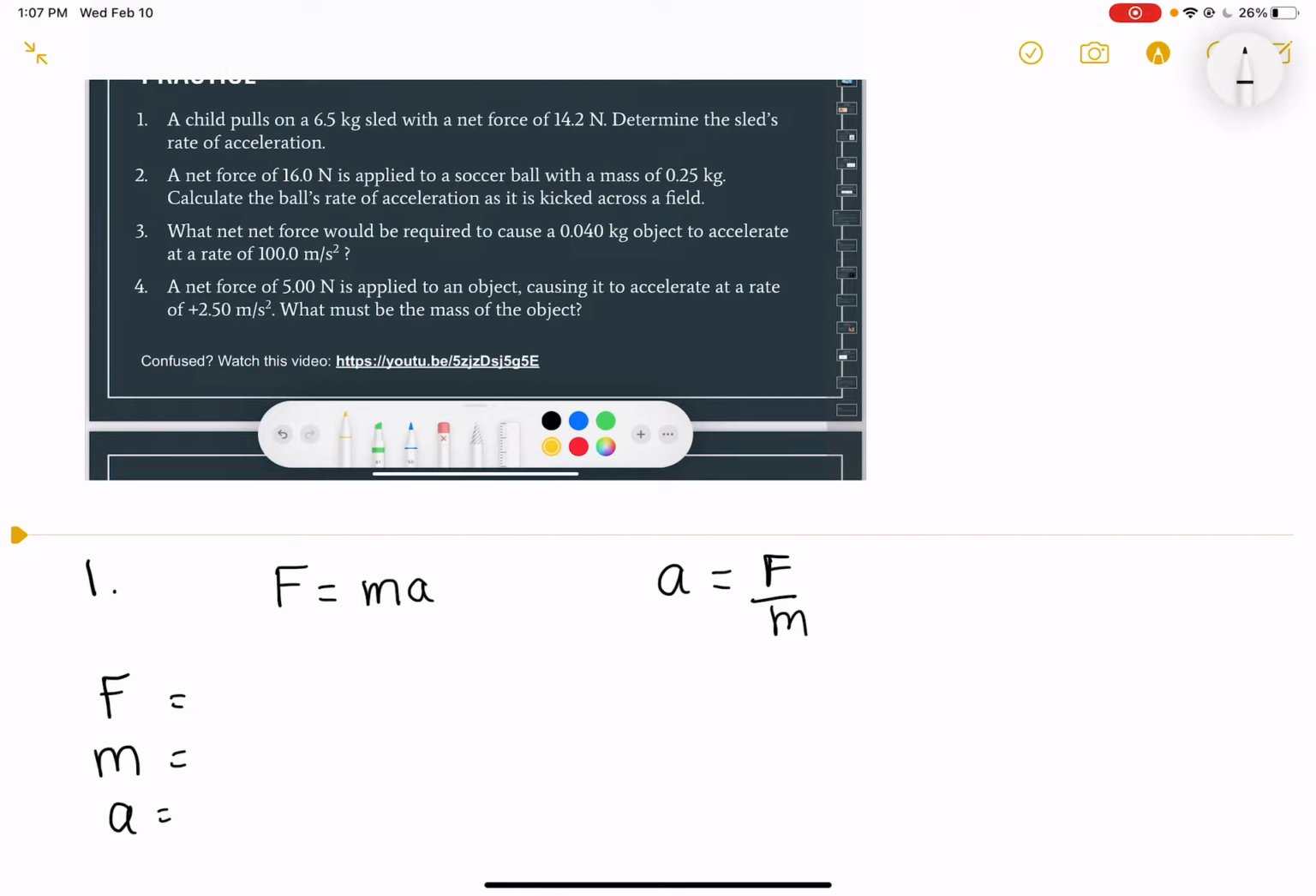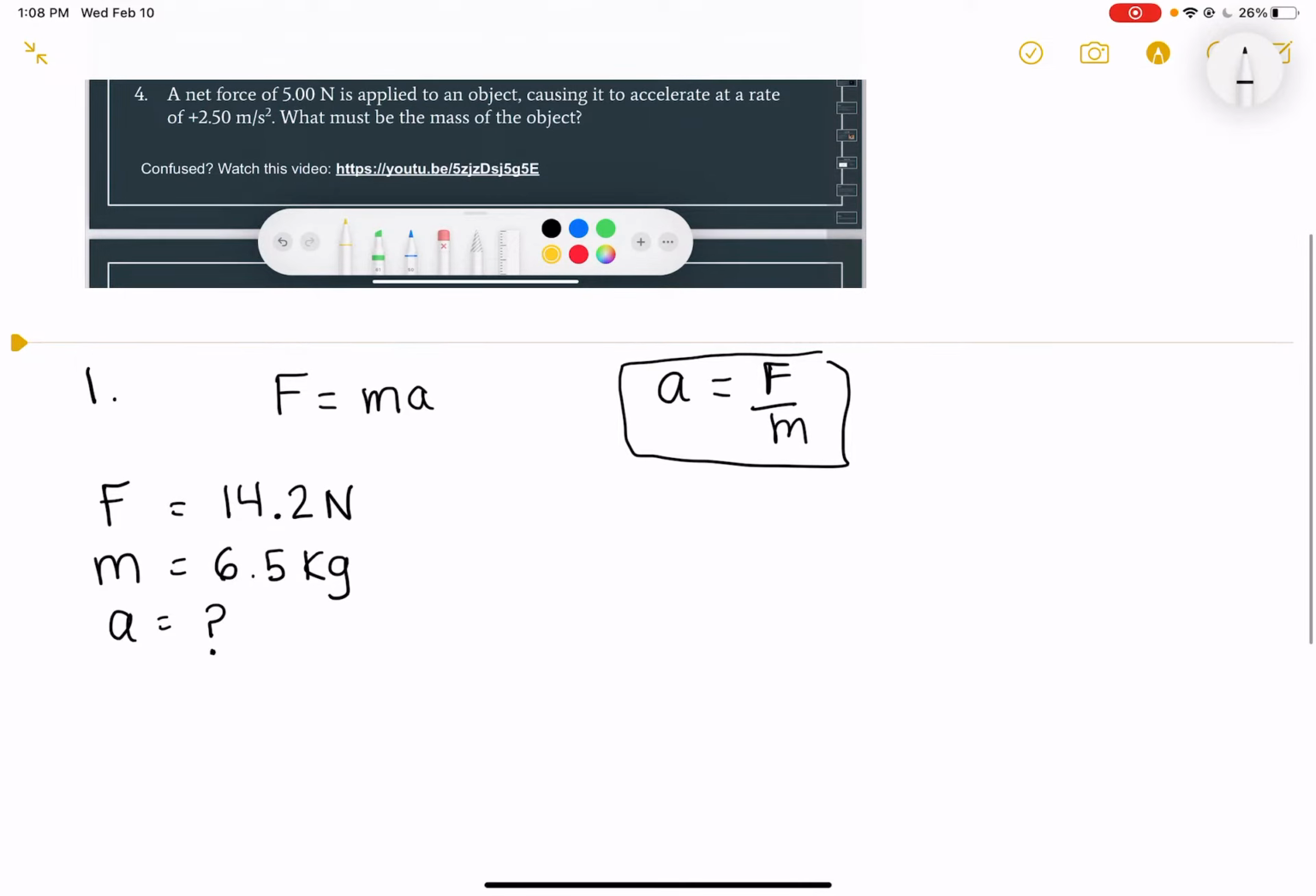All right, so if we read through this question, it says a child pulls a 6.5 kilogram sled. 6.5 kilograms is a mass, with a net force of 14.2 newtons. So our force is 14.2 newtons. Determine the sled's rate of acceleration. So our acceleration, we don't know what that is, and that's what we need to find. So we're going to use this formula, a is equal to F divided by m, and calculate that.